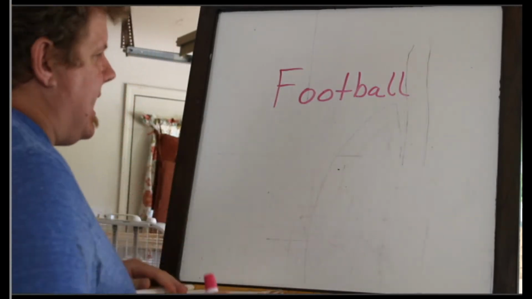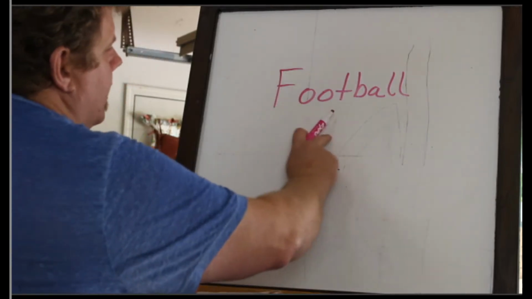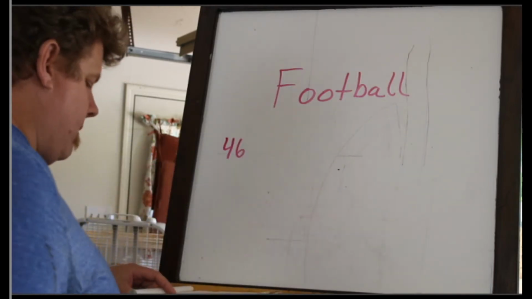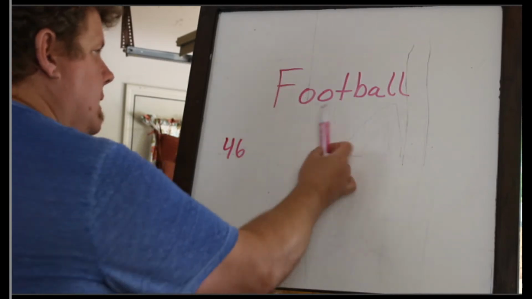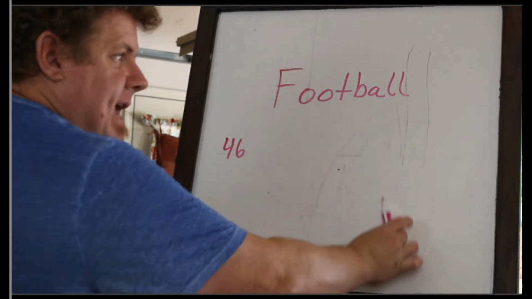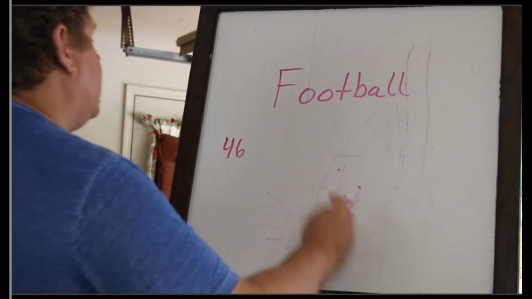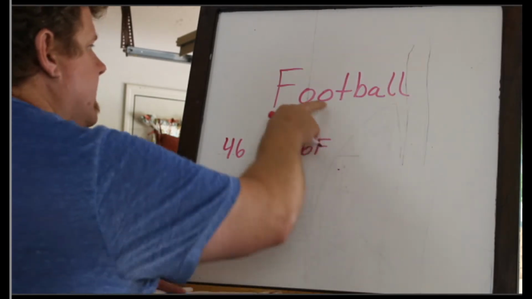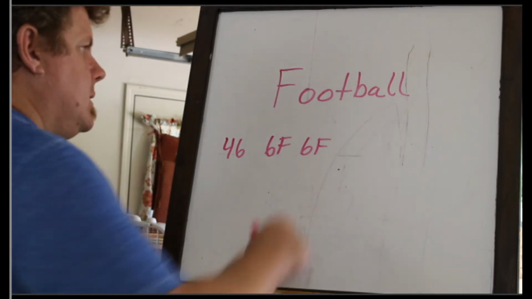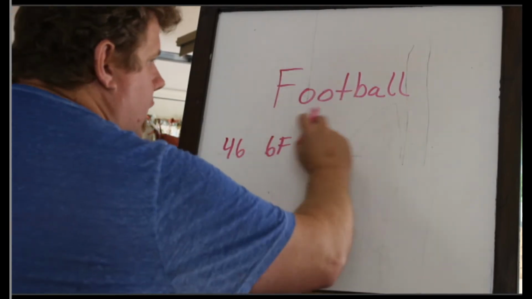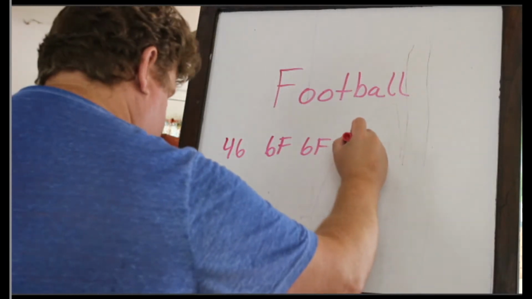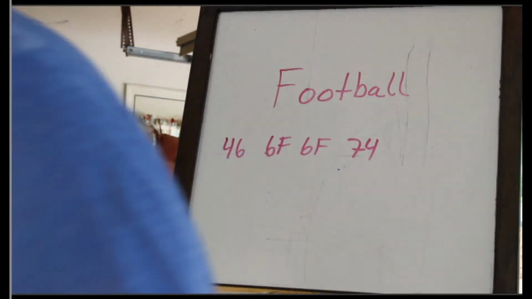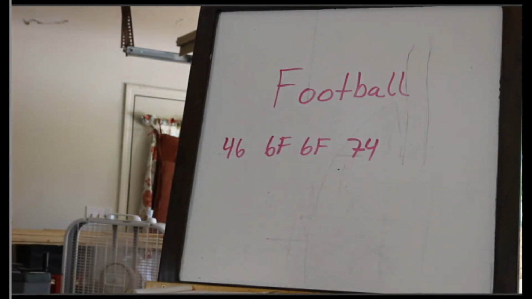So the capital F should be, you go 4 over and 6 down, so that's 4, 6. The lowercase o, if you go 6 over, and if you go F down, or the very bottom, 15 down, that's going to be 6F, 6F, right? The lowercase t should be, if you go over 7 and down 4, so that is 7, 4. So that's the first 4.